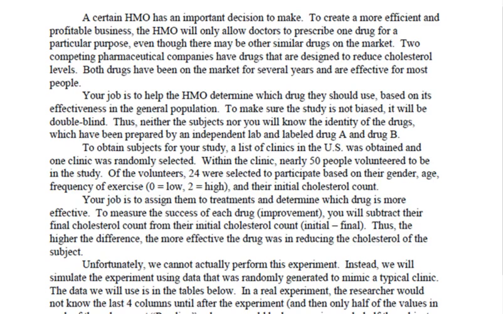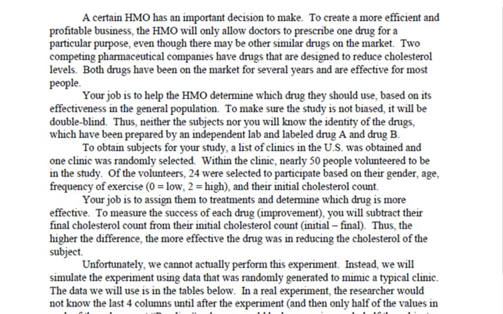Two competing pharmaceutical companies have drugs that are designed to reduce cholesterol levels. Both drugs have been on the market for several years and are effective for most people. Your job is to help the HMO determine which drug they should use based on its effectiveness in the general population. To make sure the study is not biased, it will be double-blind.